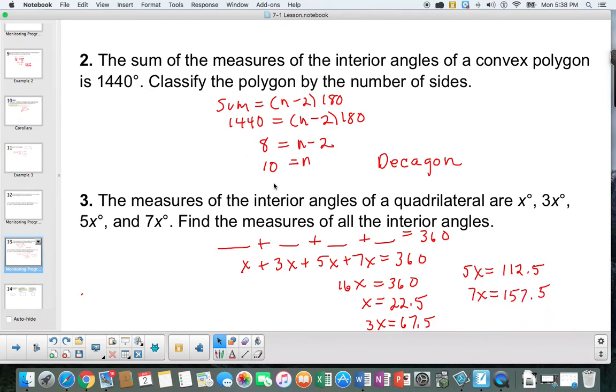Okay, notice I went ahead and substituted the answer and then I used algebra to solve, and I found that this was a decagon. Now the measures of the interior angles, I know that I have 4 angles. They add up to 360 because that's a quad. And when I did my algebra, I found x was 22.5, but they wanted me to find all the angles, so I substituted 22.5 in for x for all the other measures.